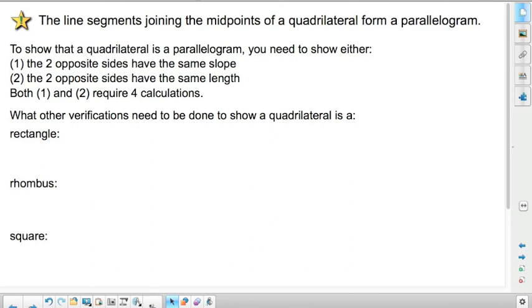So actually the first point is about the line segments. This is true of any quadrilateral that you have. You take the midpoints, you connect them all, you actually get a parallelogram. It just works out that way. No matter what quadrilateral you draw, if you connect the midpoints, you actually get a parallelogram in the middle.